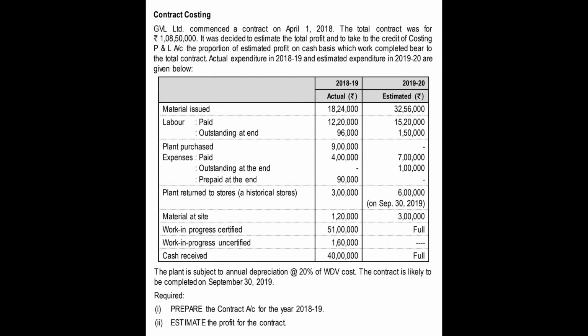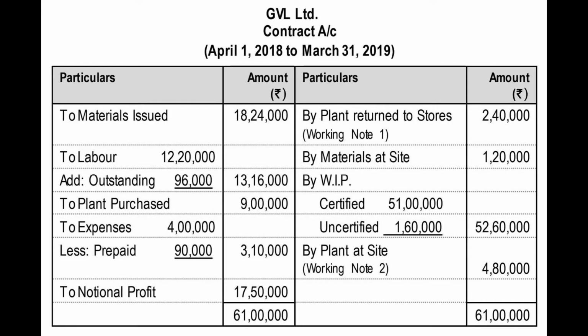Now we can work out the problem. Put the heading. We have to open a contract account, just like a ledger account. On the top write GVL Limited contract account, and open the bracket: April 1st 2018 to 31st March 2019. So the contract is running from April 2018 to 30th September 2019, but the actual expenditure is given for the first 12 months period. So we have to work out a contract account for the 12 months period alone. Then we have to move on to estimated profit.